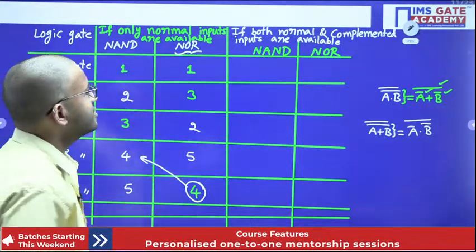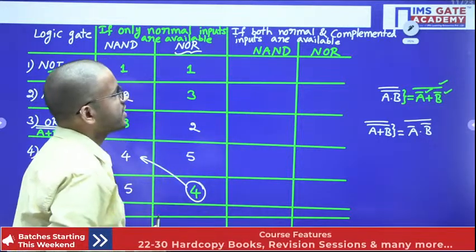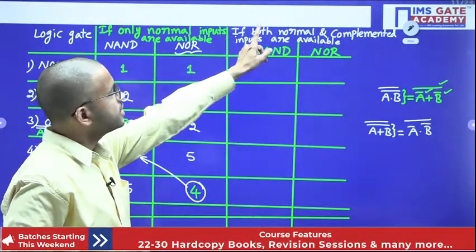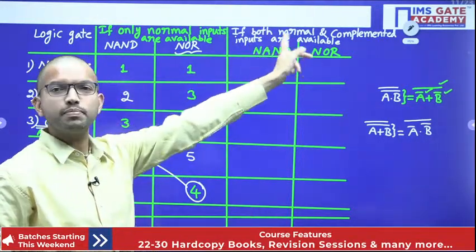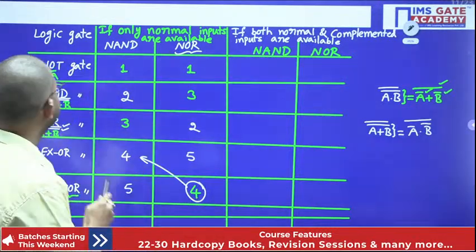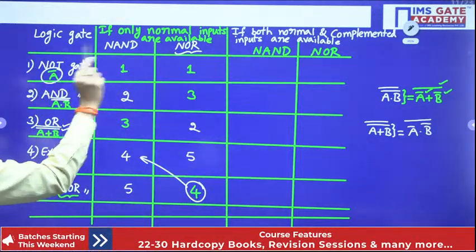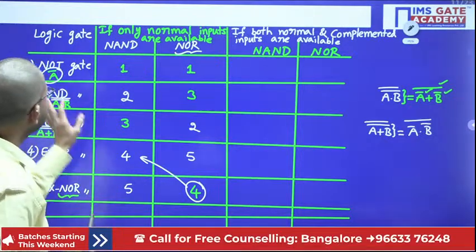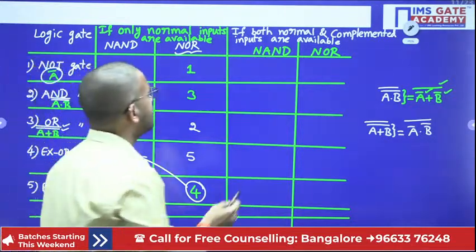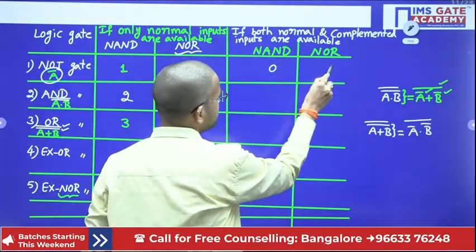Ravi, just read the question carefully. Here I have mentioned that the inputs are available in both normal and complemented form. That means here A bar is already available at the input side. That means we don't require any logic gate at all. We don't require any logic gate, 0.